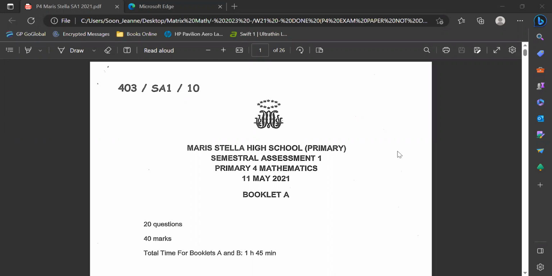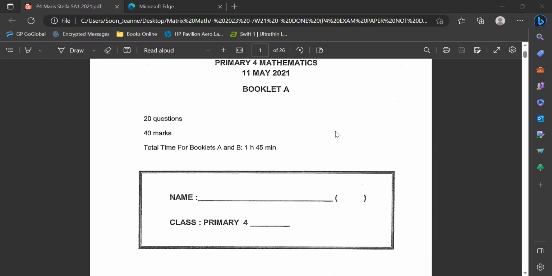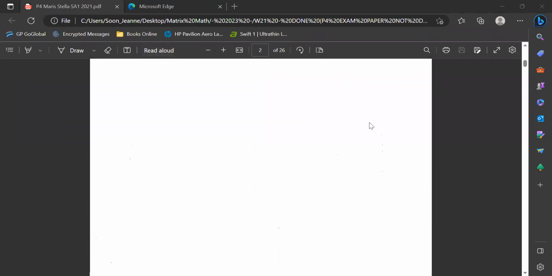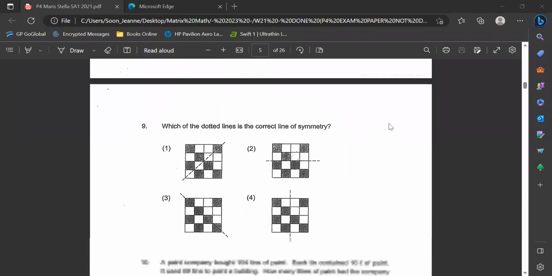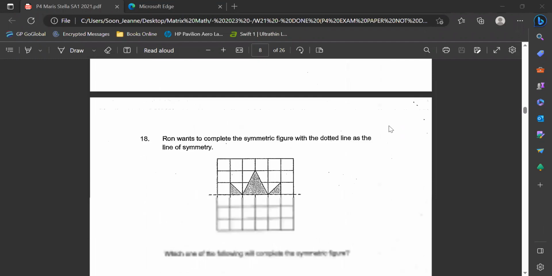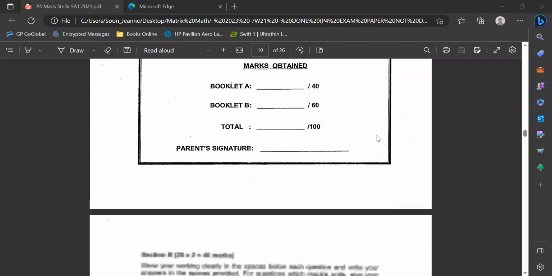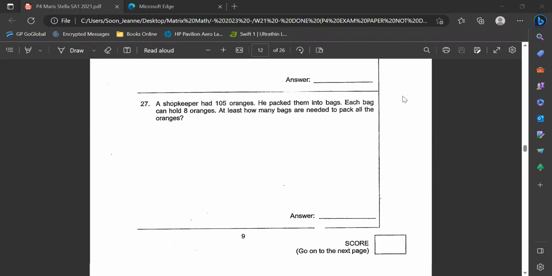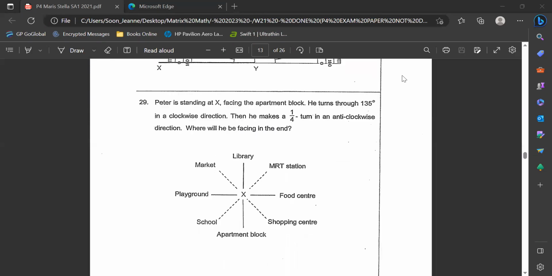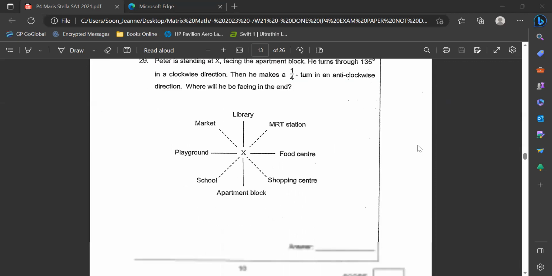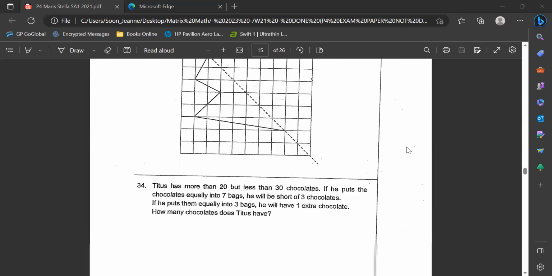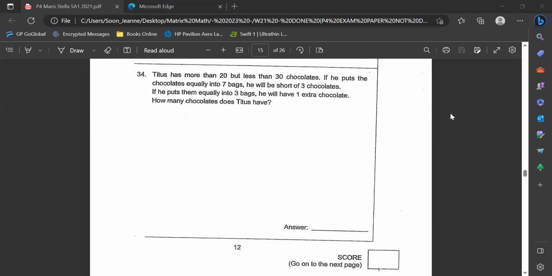So I'm going to skip to section B. Section B will be structured questions. Let me go to question 34 because the rest of the questions are actually pretty straightforward, so you guys can attempt them on your own. If there are any questions, please approach your class teacher, okay? So I'm going to go to question 34.